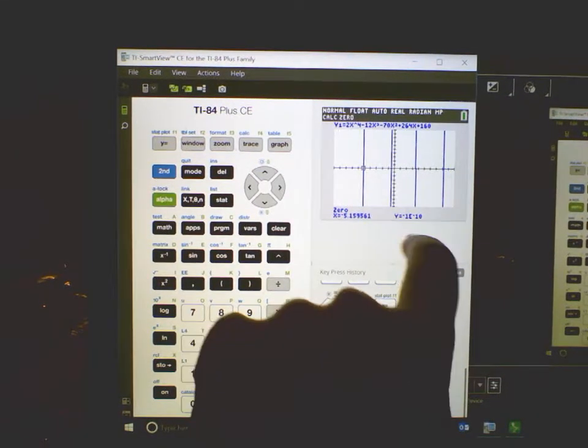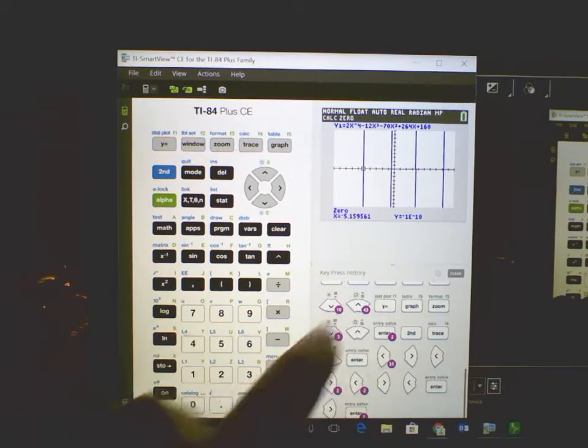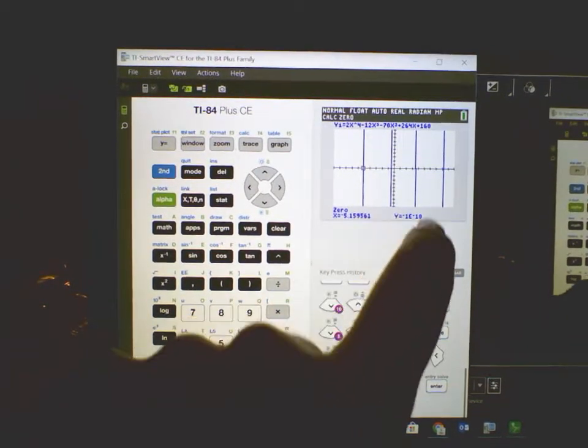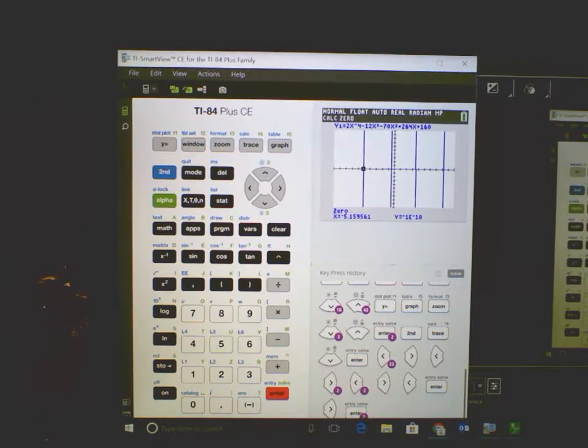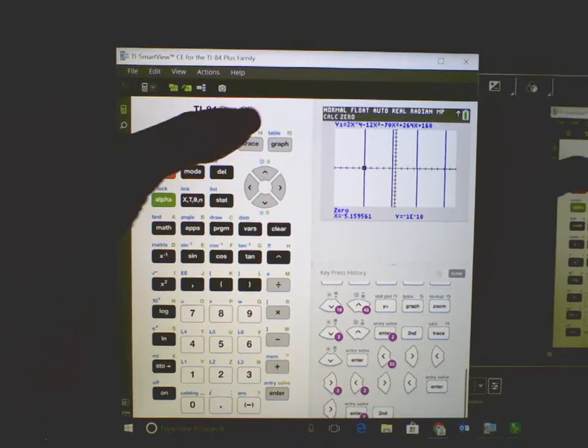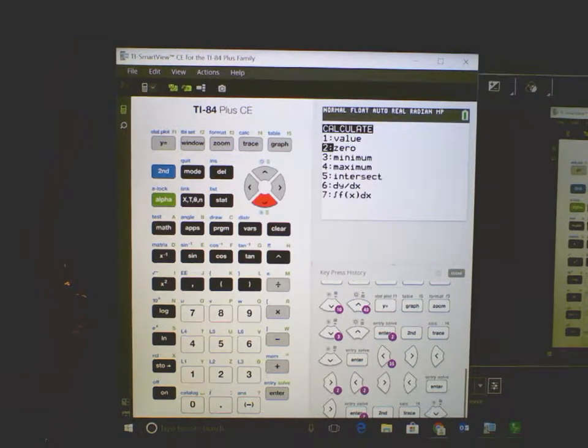It's a pixelation issue. So my zeros exist when x equals -5.1516. I have 2 more zeros to find, so I'll find them the same way. Second trace, I'll find my 0.